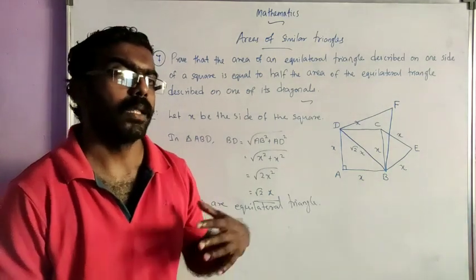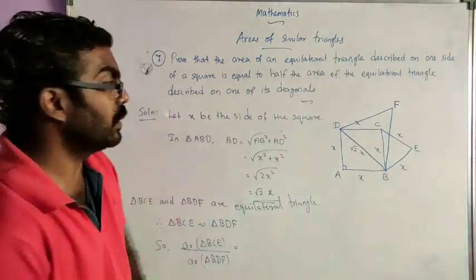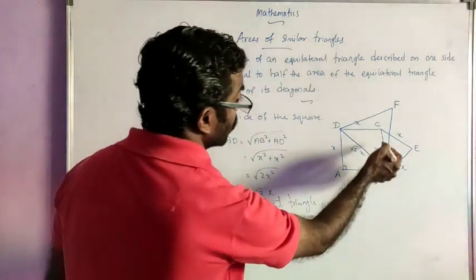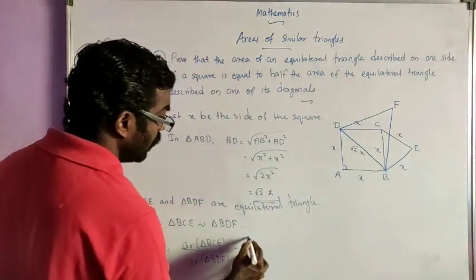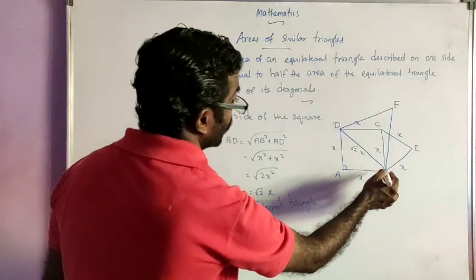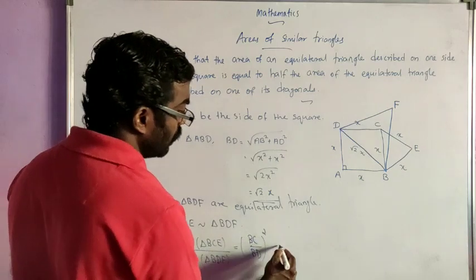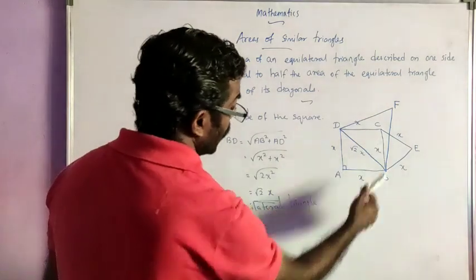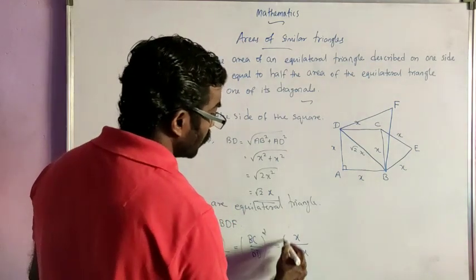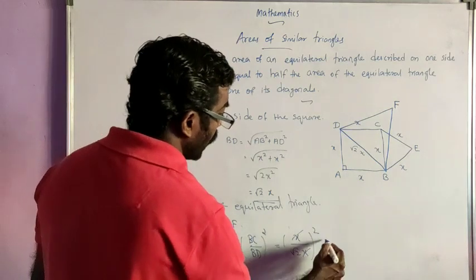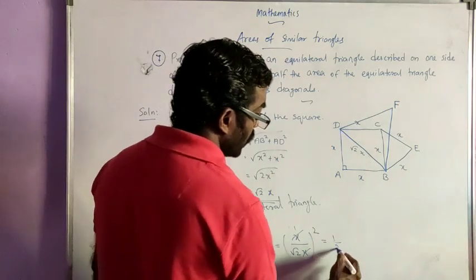By the theorem, the ratio of the areas of two similar triangles is equal to the square of the ratio of their corresponding sides. So here we can take the corresponding sides as BC and BD. In the small triangle, we take the side BC, and in the large one, we take the side BD. So BC by BD the whole square. Now we can put the values. BC here is x, and BD is root 2 x, the whole square. x and x we can cancel, and on squaring we get 1 square is 1, root 2 square is 2.